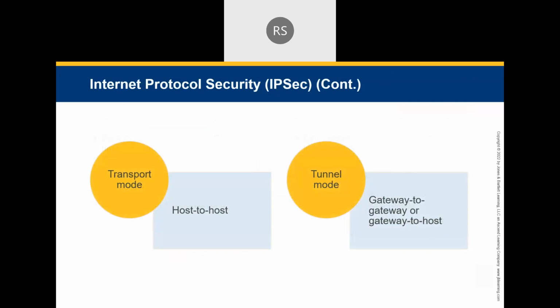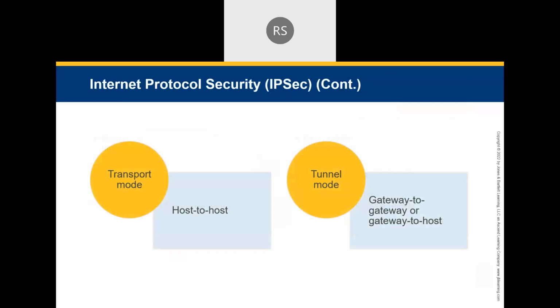Now, a couple of types of operation modes that we'll look at of the IPsec. First, we have the transport mode. This facilitates end-to-end communication between the hosts. In this mode, IPsec protects data traveling between individual endpoints. This ensures confidentiality and integrity.